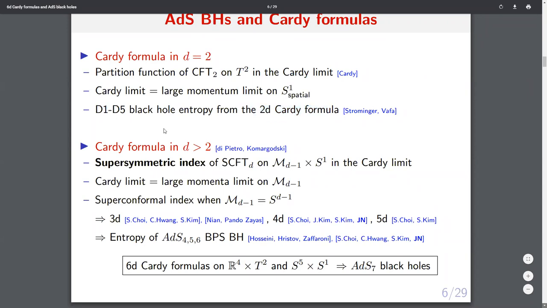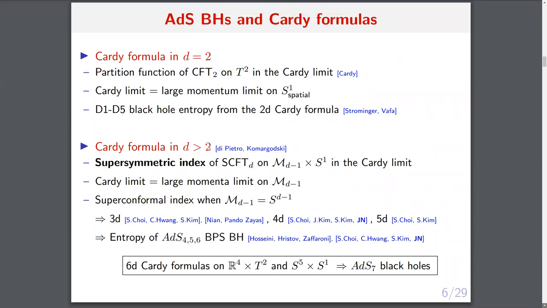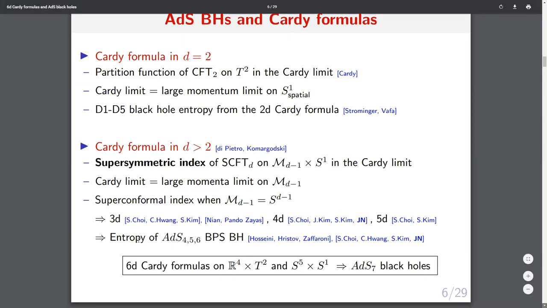So we can consider the higher dimensional generalization of this Cardy formula. In this case, it determines the behavior of the supersymmetric index of a d-dimensional SCFT on a (d minus one)-manifold times a time circle in the Cardy limit. Here, the higher dimensional Cardy limit refers to the large angular momentum limit on this (d minus one)-dimensional spatial manifold. Especially when this manifold is a (d minus one)-sphere, it becomes the superconformal index, and it has been studied in various dimensions, 3D, 4D, or 5D. And for all those cases, the obtained Cardy formula successfully reproduces the entropy of the dual AdS BPS black holes.